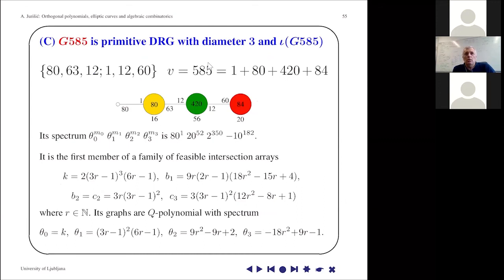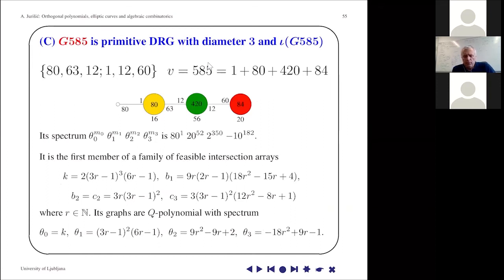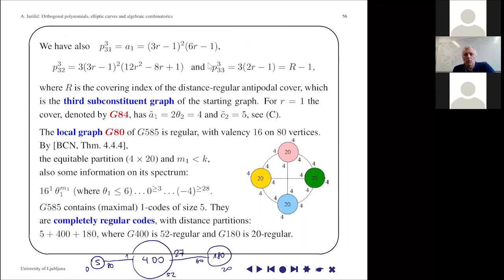Now here, this is an amazing graph on 585 vertices of diameter 3. So kind of the same as these 2 graphs before. Now, this is also a member of an infinite family of graphs, and it turns out to be cube polynomial. So we have vanishing of prime parameters. Based on that, we can go and calculate triple intersection numbers in some cases.